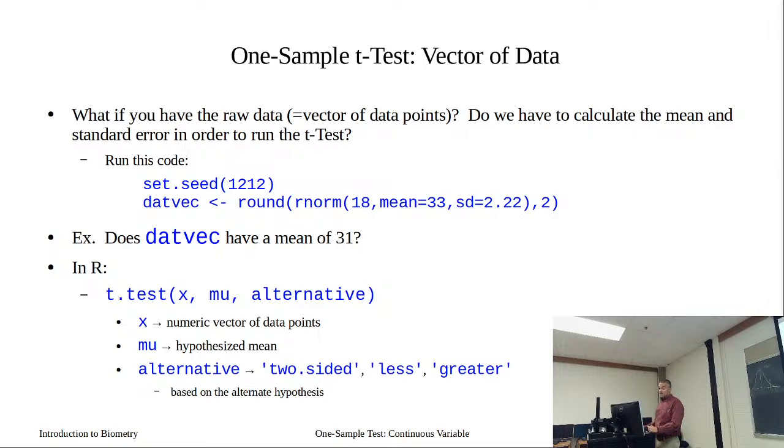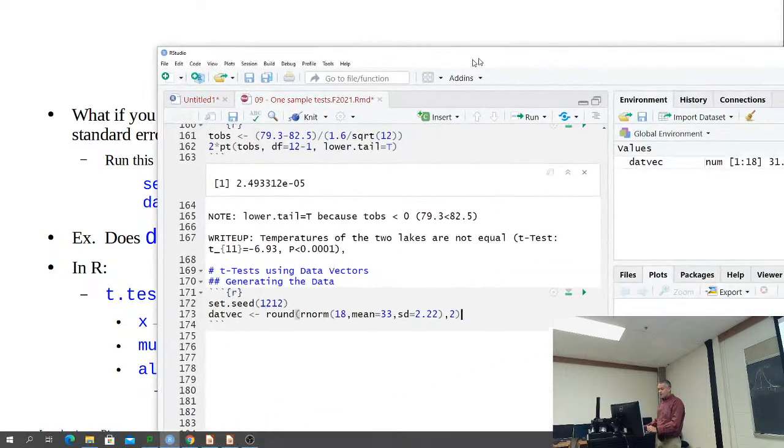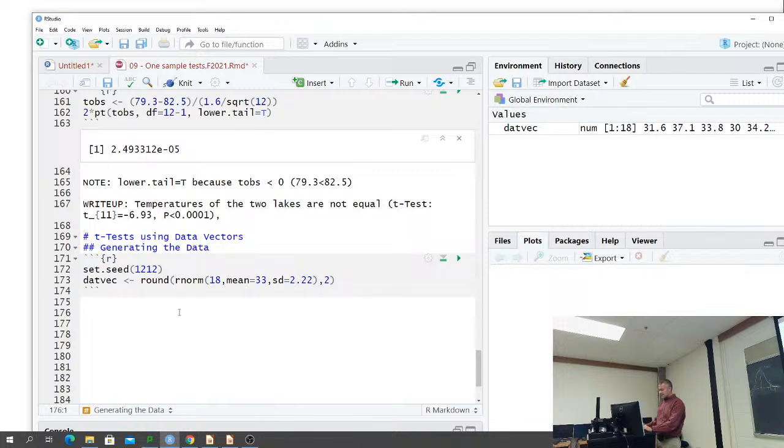But we not only have to give it a vector of data points, we also have to say what the hypothesized mean is. What are we testing against? All right. And then we also have to specify if it's two-sided, a two-tailed test, or is it a one-tailed test? Are we saying that our mean is less than our hypothesized mean, or are we saying that it's greater than our hypothesized mean? All right. So what we're testing here is we generated the data, and in our example, does dat_vec have a sample mean equal to 31? All right, that's our question.